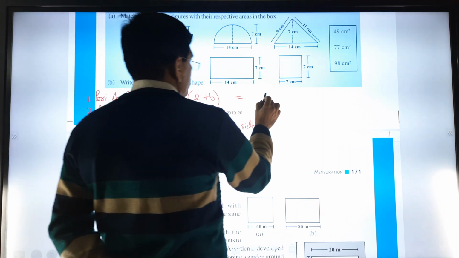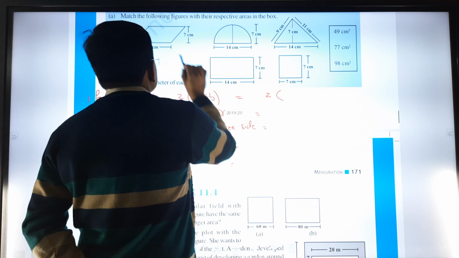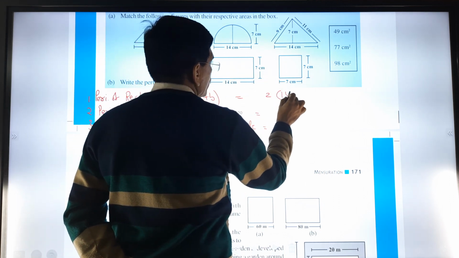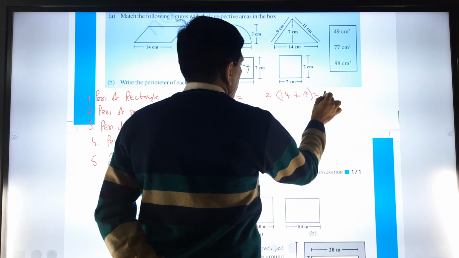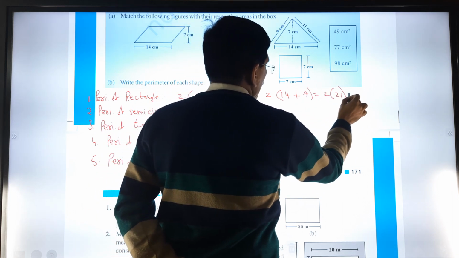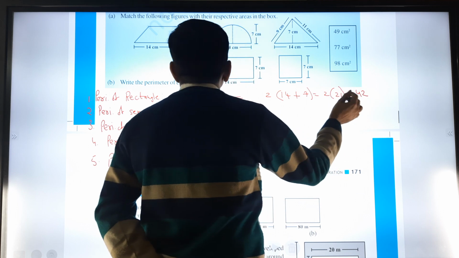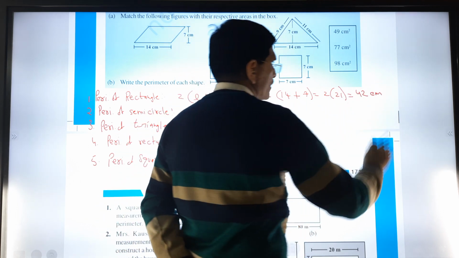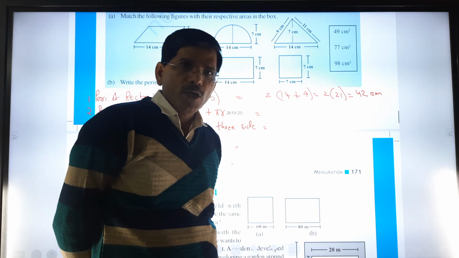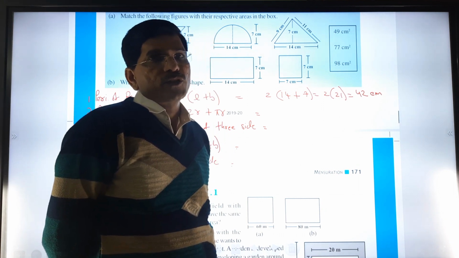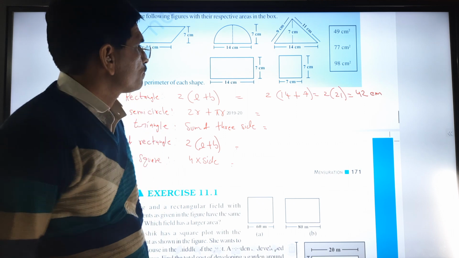So first answer is 2 into (L plus B). So 14 plus 7, that is 2 into 21, that is 42. 42 centimeter is the answer. We cannot write the unit of perimeter as a square. We have to write the unit as just the unit, not a unit square.